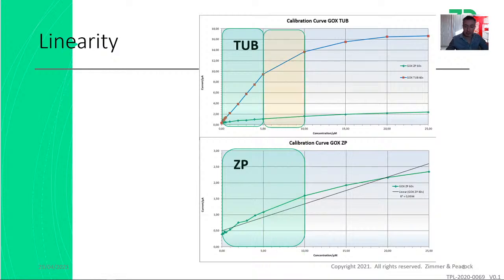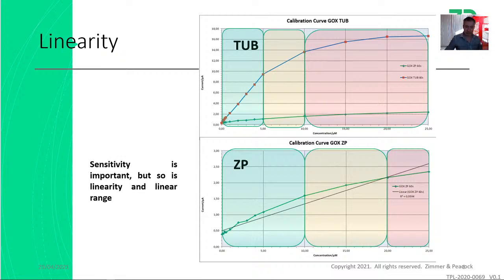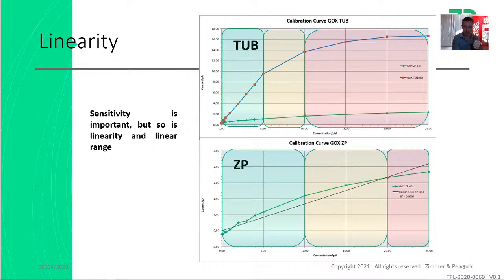Then they start losing linearity, but the ZP sensor starts losing its linearity much later on in that glucose concentration. And then they have very poor linearity, essentially from 10 to 25 millimolar, whereas ZP's linearity is plateauing off from 20 to 25 millimolar. So what I would say is this: sensitivity is important, but so is being linear, and linear range. You can essentially have all the sensitivity in the world, but you will lose linear range quite early on. And the reason is you can be either enzyme limited or oxygen limited.